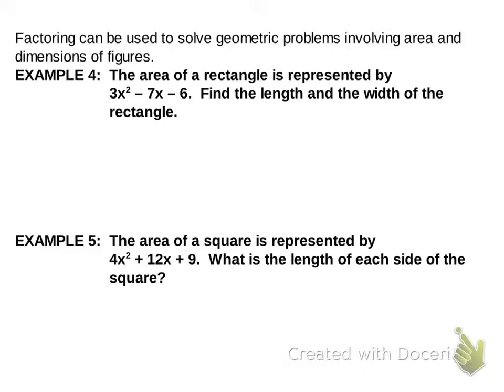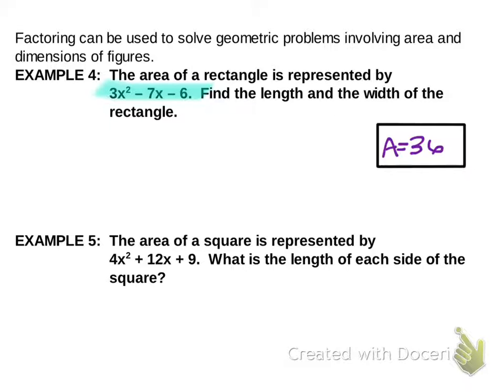So we know that the area is 3x squared minus 7x minus 6. Find the length and the width of the rectangle. So just because I have an expression here doesn't change the process. If I told you that the area of a rectangle were 36, what were the length and width? Those are lots of different possibilities. Now, because we do have an expression, there's going to be one possibility here. If I told you that the area was 36, you would start finding things that multiply to 36.